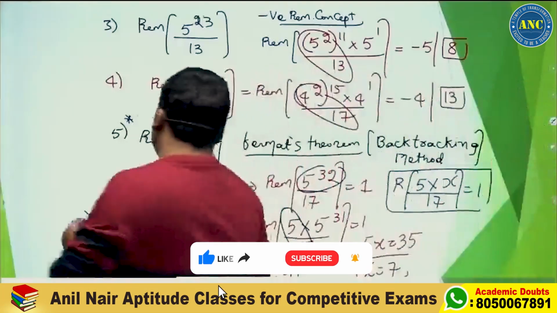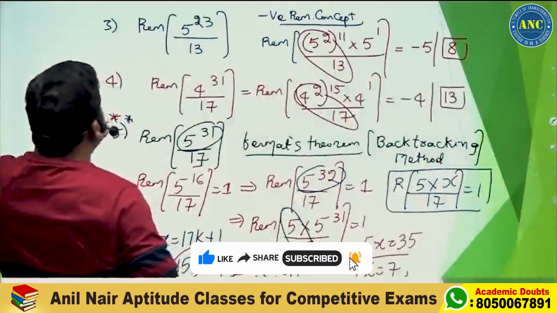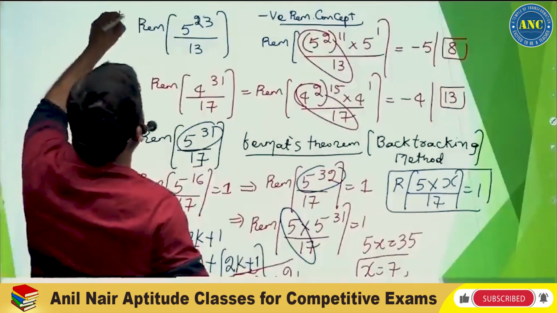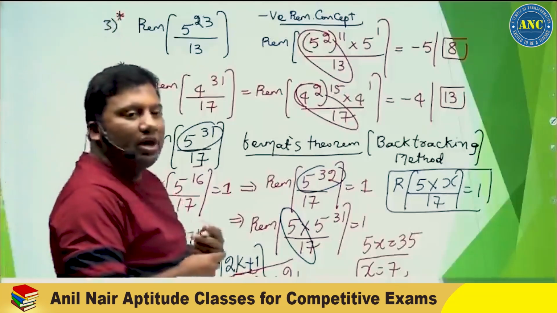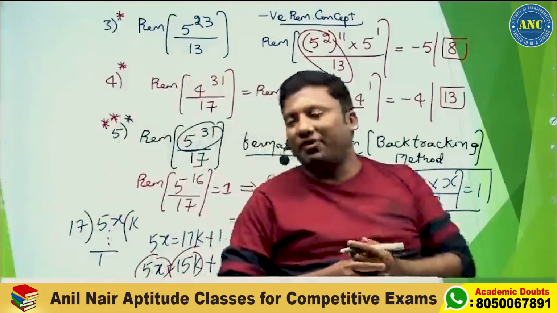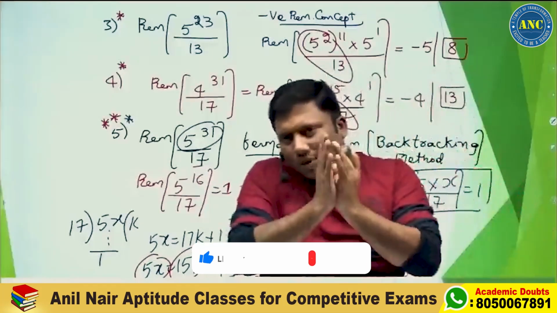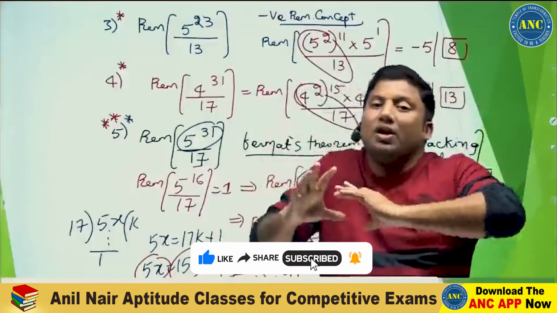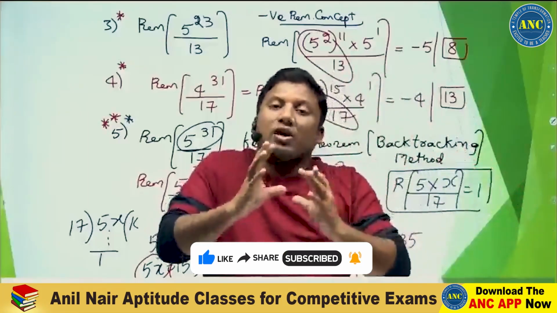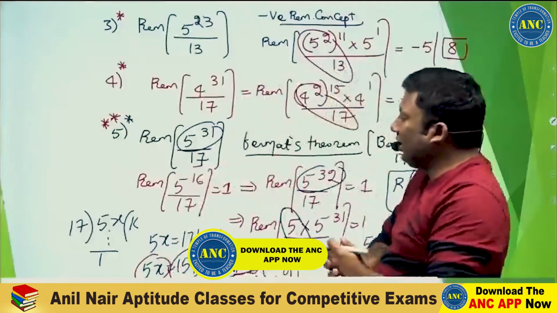Very, very good question. First we discussed the definition of Fermat's theorem. Then we discussed how the negative remainder can also be used to get the answer very, very fast. Then we have seen the backtracking method. The notes will be very crystal clear. Each and every model that comes under Fermat's theorem will be discussed in detail.